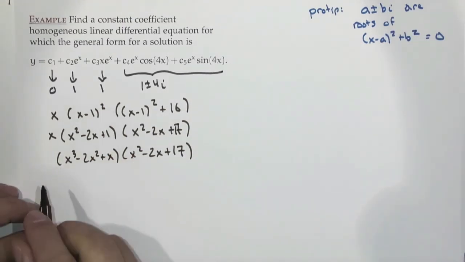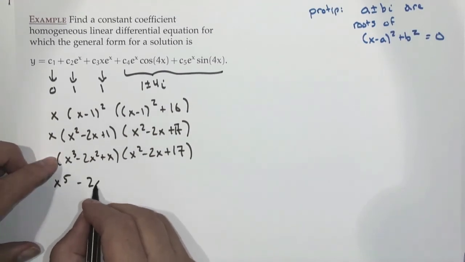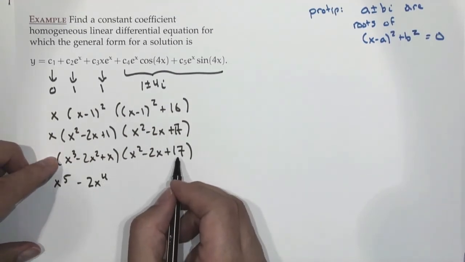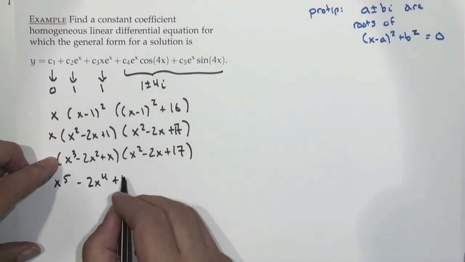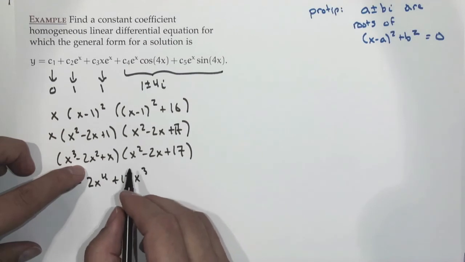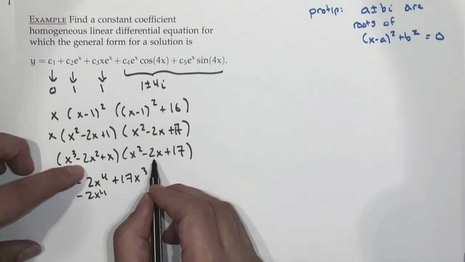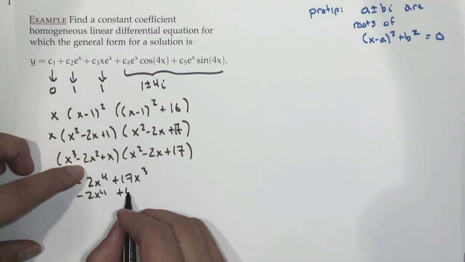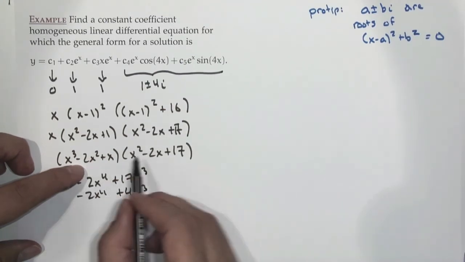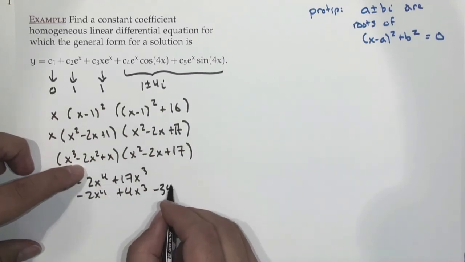X cubed times x squared is x to the fifth. X cubed times minus 2x is minus 2x to the fourth. X cubed times 17 is 17x cubed. Minus 2x squared times x squared is minus 2x to the fourth. Minus 2x squared times minus 2x is plus 4x cubed. Minus 2x squared times positive 17 is minus 34x squared.